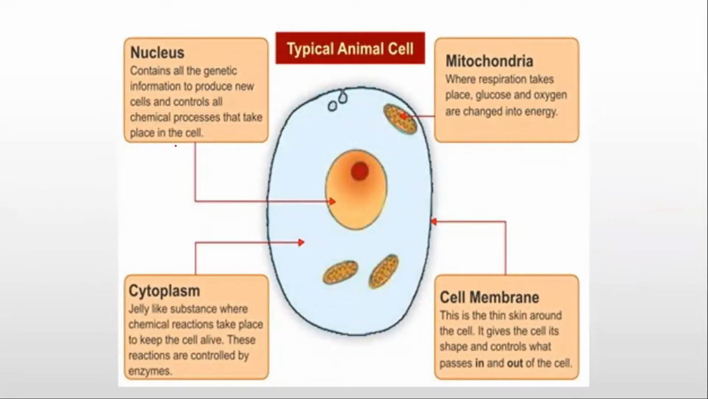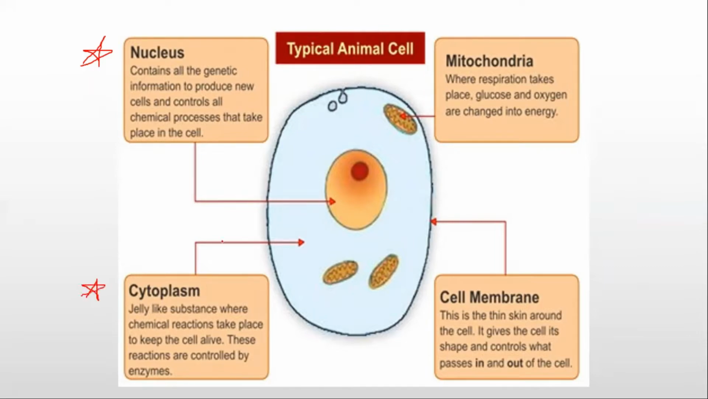There is another detailed diagram with definition of a typical animal cell. बात की जाए अगर न्यूक्लियस की, nucleus contains all the genetic information to produce new cells and controls all chemical processes that take place in the cell. It actually acts as a controller inside the cell.